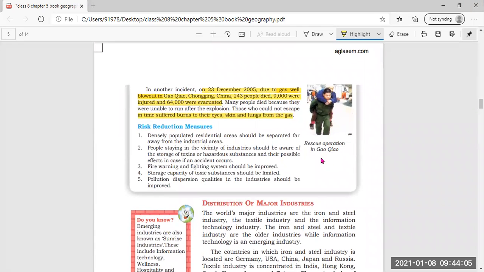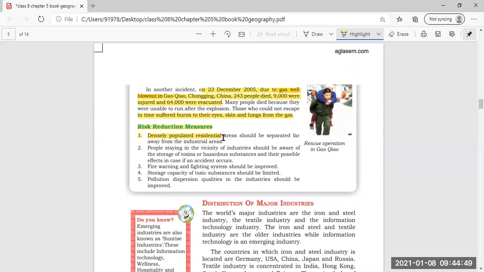Now, this is a picture showing a rescue operation, where people are helping those who were affected by the gas well blowout. Now, risk reduction measures. What measures should we take to lower the risk of damage? Less damage should be caused by leakage in the industries and by the carelessness of the industries. How can we cope with such incidents?